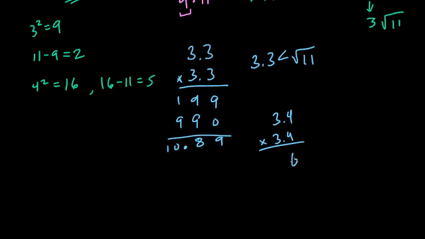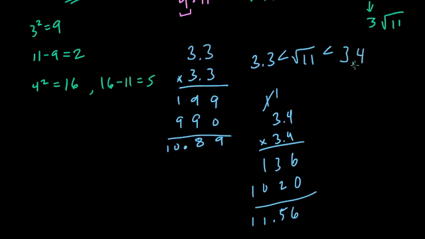Here, 4 times 4 is 16. 4 times 3 is 12, plus 1 is 13. Placeholder. 3 times 4 is 12. 3 times 3 is 9, plus 1 is 10. So we get 11.56. So this is larger than the square root of 11. So we've approximated it to the tenth place. It's between 3.3 and 3.4, but it's closer to 3.3 because 10.89 is only 0.11 away from 11, right?